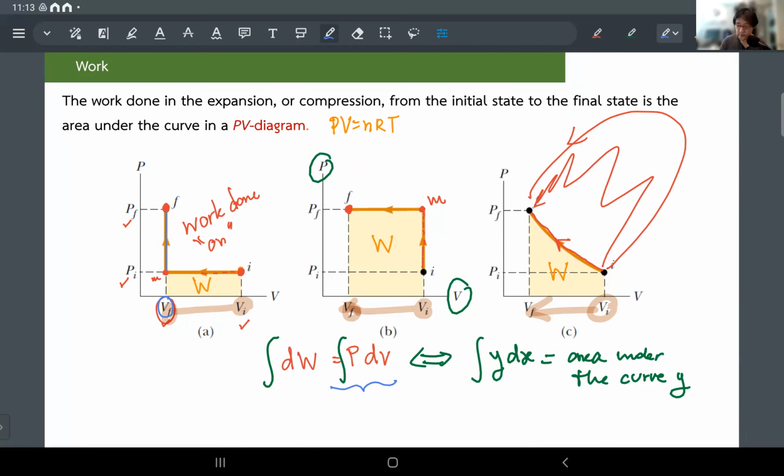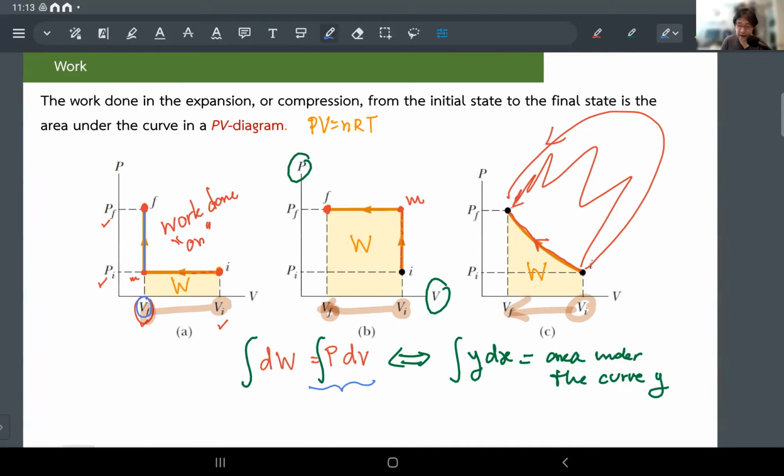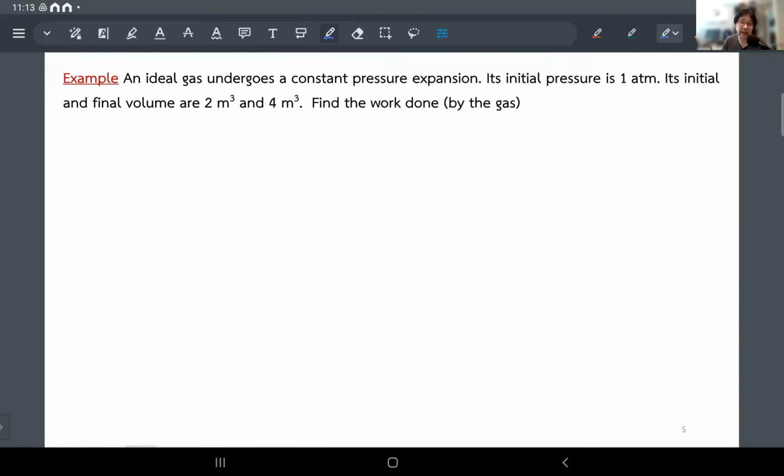Cool. All right, it will get better. It will get better when we talk more of the examples and other stuff. Okay, let's practice. Let's do some calculation here for fun.